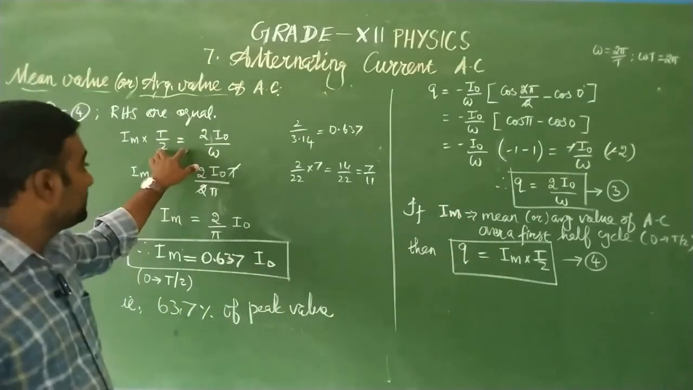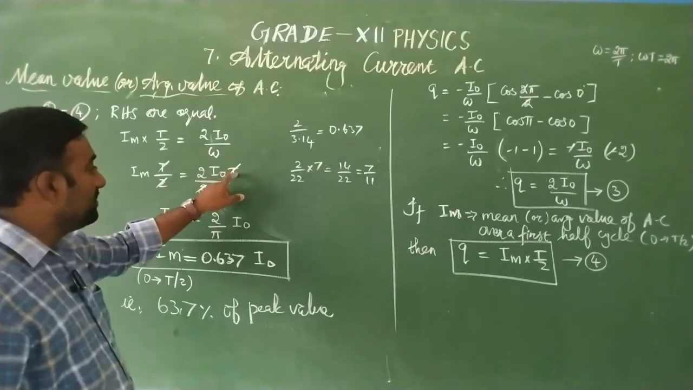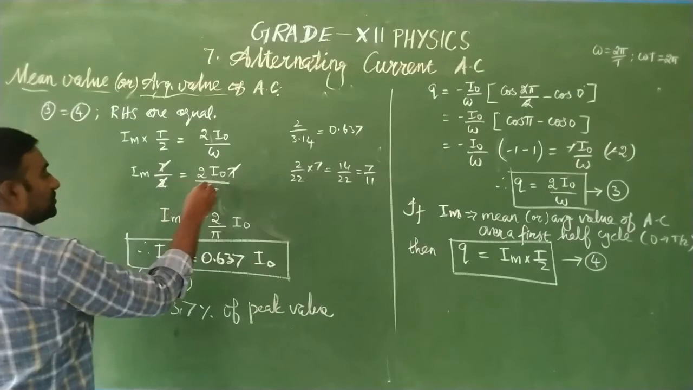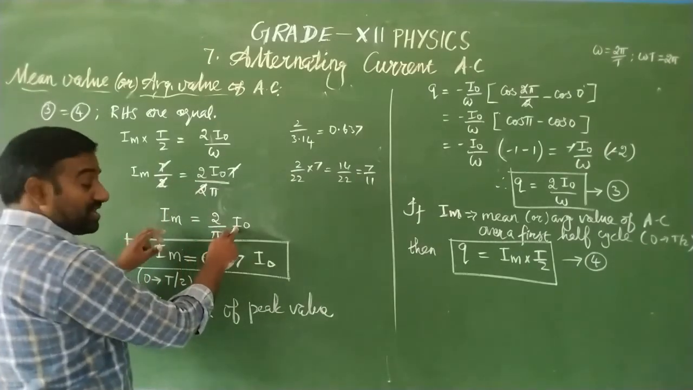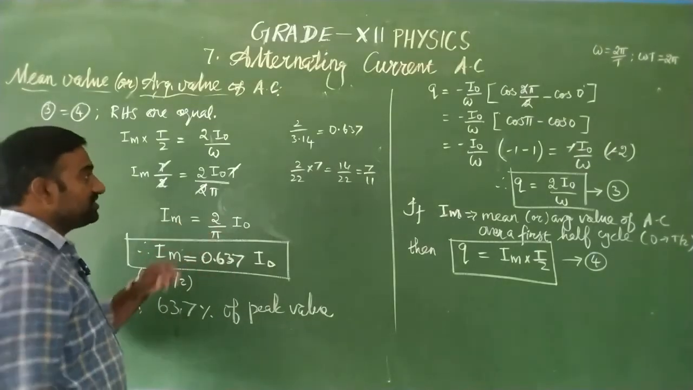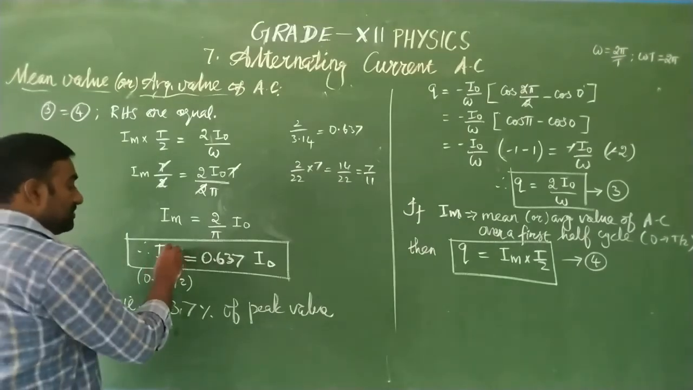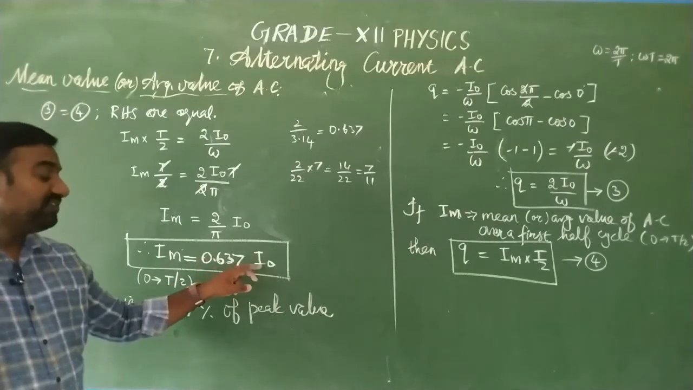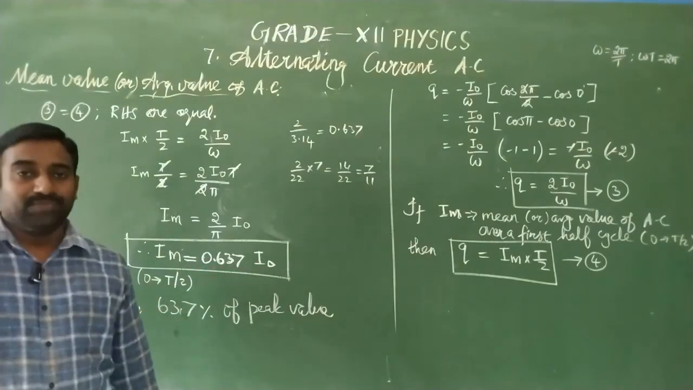After equating the right hand side, substituting the value of omega is equal to 2 pi by T, the denominator will multiply here. So time on both sides is eliminated and the 2 is also eliminated. Then we have Im is equal to 2 by pi into I naught. The value of pi is 3.14 or 22 by 7. So 2 by pi is equal to 0.637. So the mean or average value of the current is 0.637 times the peak value, or 63.7% of the peak value.